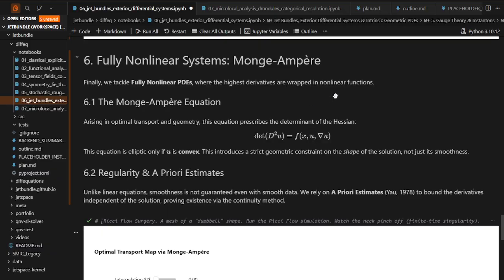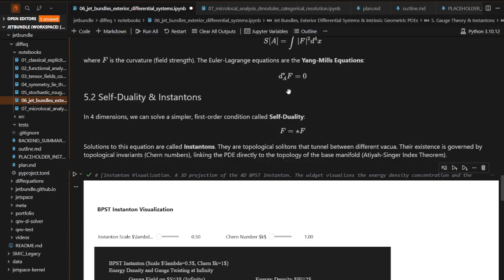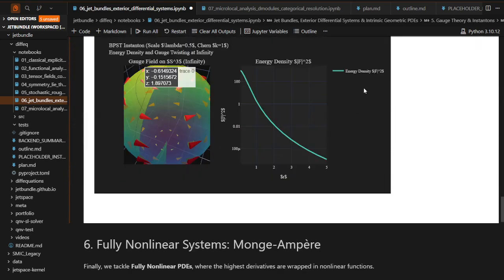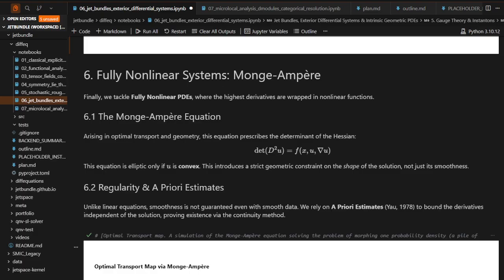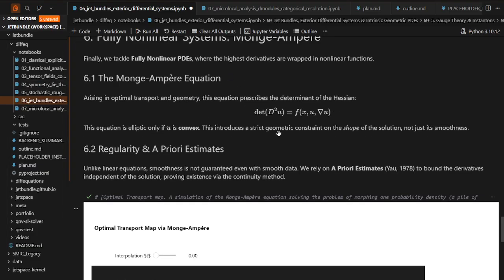Okay, now we can go fully nonlinear, because there's still an instance of linearity that we're assuming here for the curvature 2-form. Now what's next? The Monge-Ampere allows us to finally describe fully nonlinear partial differential equations, and this is where the highest derivatives are wrapped in these nonlinear functions. So we have an equation here. All right, what does this look like?